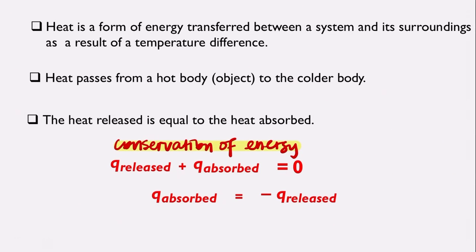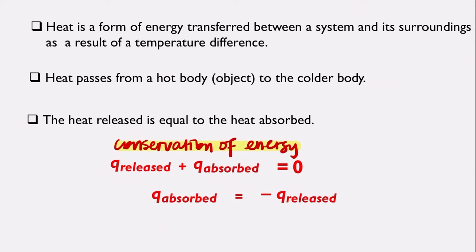Heat is a form of energy transferred between a system and its surroundings as a result of temperature difference. So heat passes from a hot body to the colder body, and the heat released is equal to the heat absorbed. This is our focus for this slide. If you learn physics, you know of conservation of energy, right? Your energy will not be destroyed, but it will be transferred from one object to another.